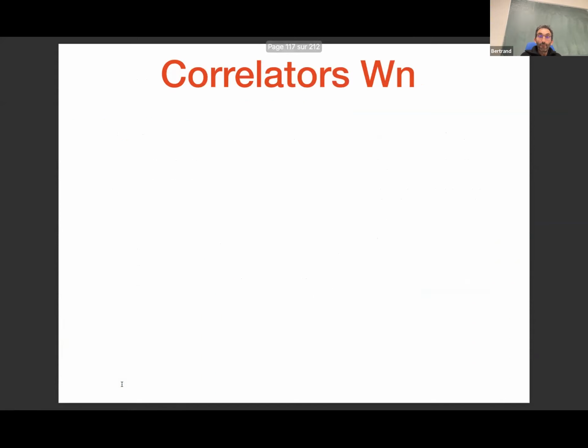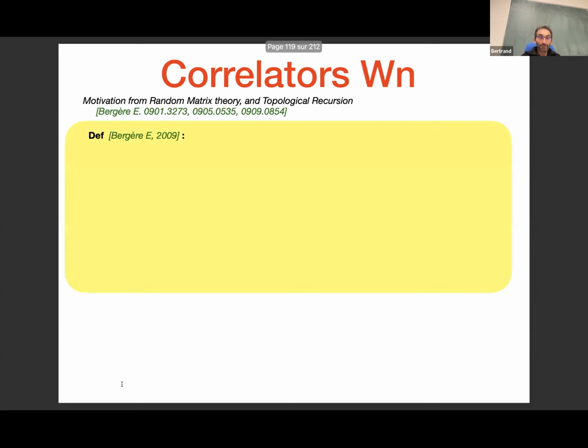So now let me introduce another quantity which is very useful, which are called the correlators. I will just give a definition that we introduced with Berger in 2009, and we made a series of papers about that. But it may seem very strange, this definition. You may wonder why we make this definition. It is motivated by random matrix theory, because it's really the natural object to look at in random matrix theory. And it also appears in topological recursion, but maybe mostly because topological recursion was also motivated by random matrix theory. So here is the definition.